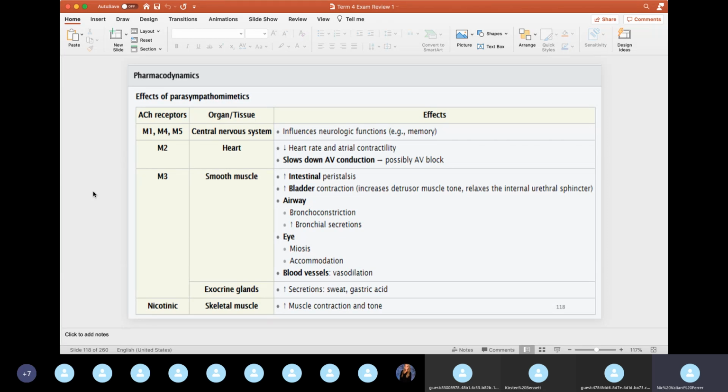Gq, you have that PIP2 is cleaved to IP3 and DAG, increase in protein kinase C, increase in intracellular calcium. So just basics from term 1.